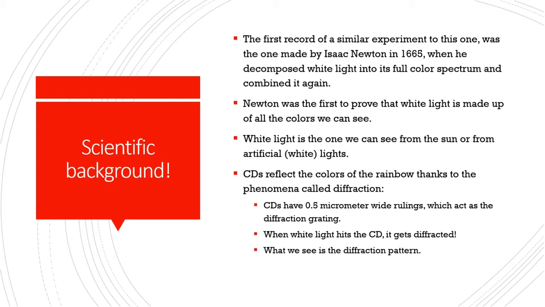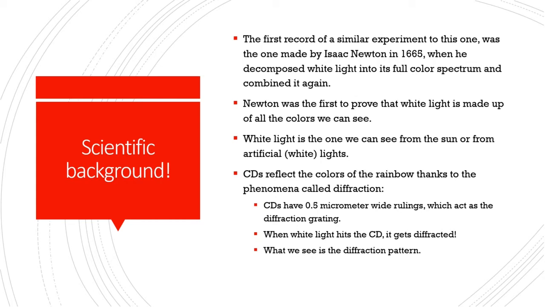The first record of a similar experiment to this one was the one made by Isaac Newton in 1665. It is the prism experiment that I just talked about, and basically what Newton did was decompose white light into the full color spectrum. With this experiment, Newton was the first person to prove that white light is just made up of all the colors that we can see. To clarify, what I refer to with the term white light is the light that we can see from the sun or from artificial white lights. Not from any artificial light, but they have to be white.